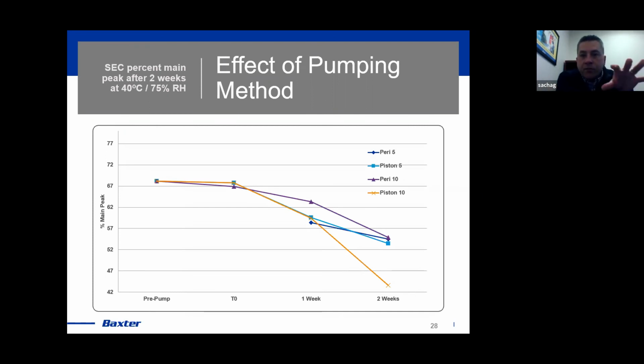And here we took those formulations and placed them on short-term stability, 1 and 2 weeks. Why would we do that? Well, we learned the hard way. Before, we just wanted to know if you see particles form over time, and just tested them at pre-pump and then T0. We didn't see any changes, and then we saw changes later on. What that made us realize is that we need to place these on stability. And what we found is that with certain molecules, this is for one particular ADC, the piston pump over time was a bad choice because we saw an increase in aggregation and a large decrease in main peak.